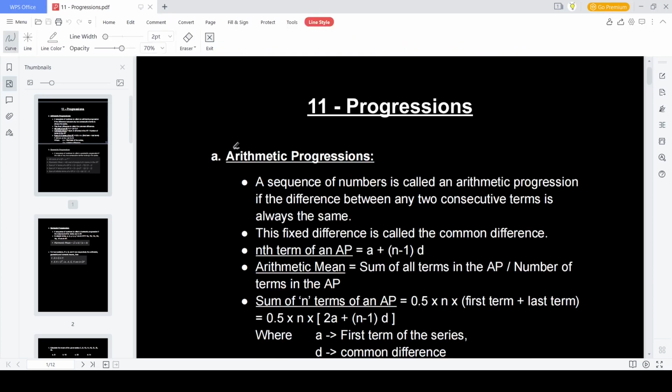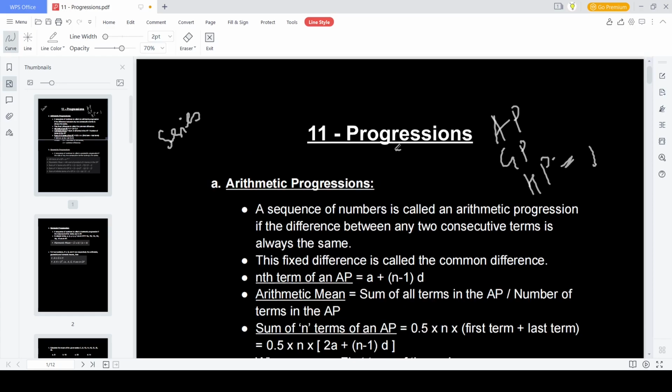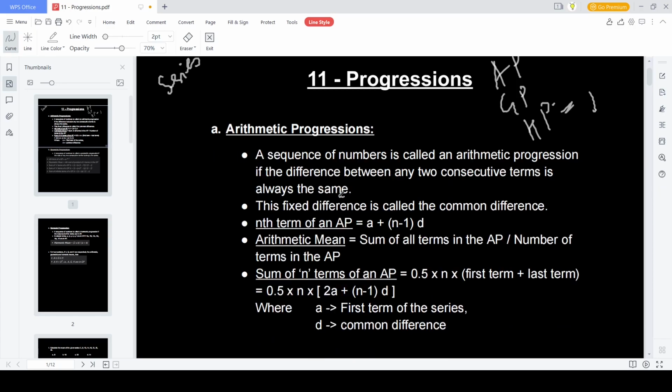So today we're going to start the next topic. It's called progressions. Progressions is actually pretty simple. You can also call it series or patterns, whatever it is. There are basically three types of progressions. We've learned this in the past. One is arithmetic progression, one is geometric progression, one is harmonic progression. Harmonic is very less used, but arithmetic and geometric are used again and again. So this topic is pretty easy. Let's go through the formulae.